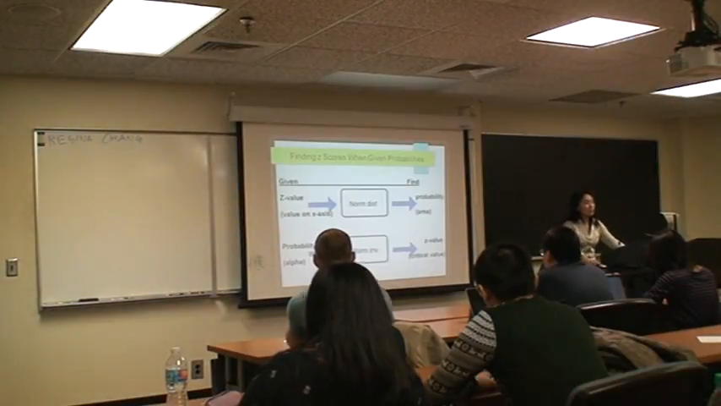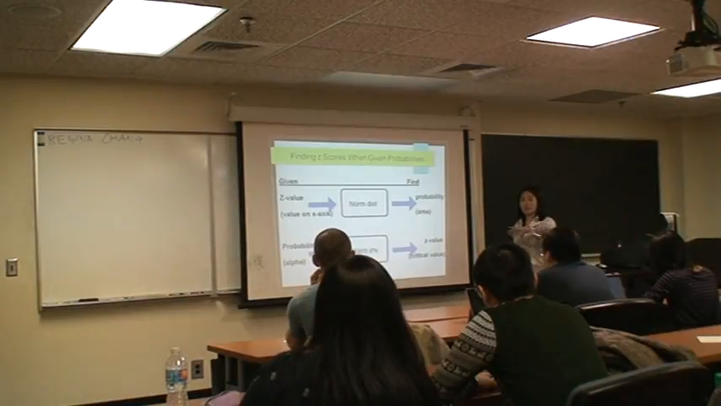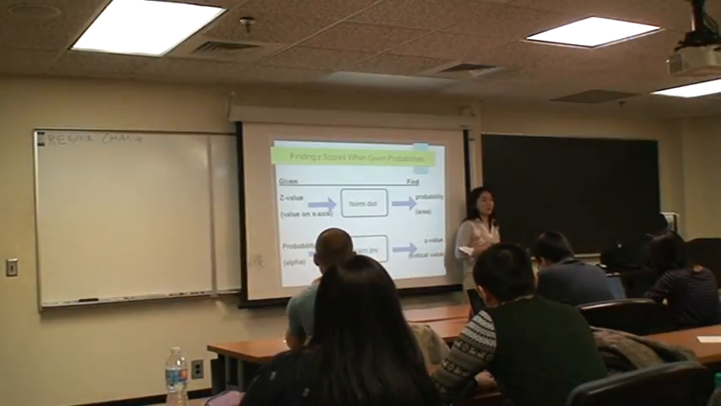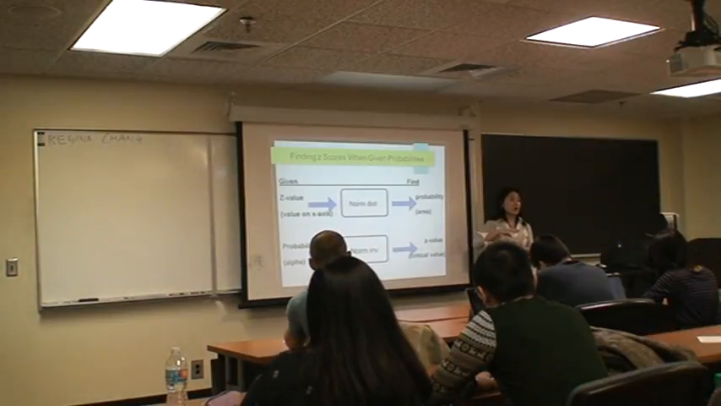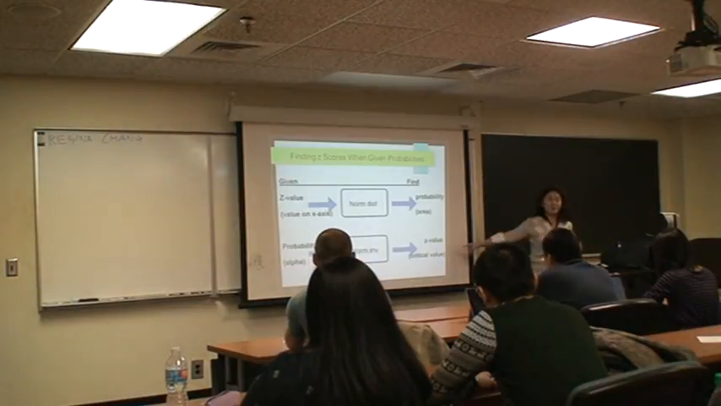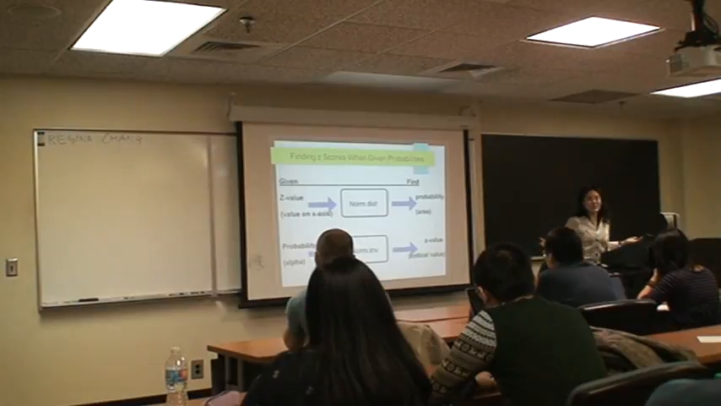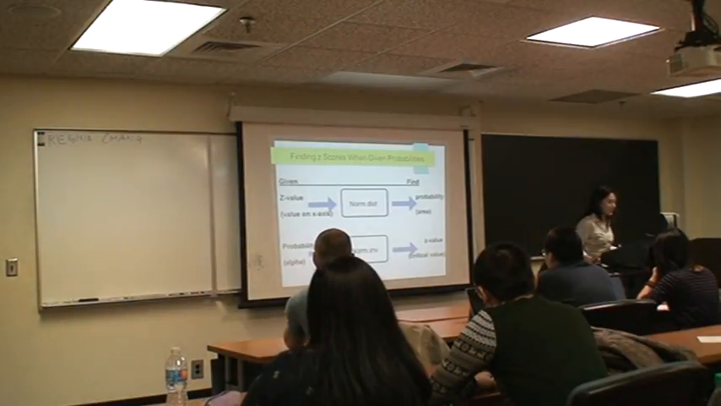So, finding z-scores when given probabilities. This is the opposite of what we've been doing, right? We've been associating a z-score with a probability. Now we're given a probability, and we want to find what z-score is associated with it. So we want to do the inverse using NORM.S.INV. Cool, easy to remember. These two will be your best friends from now to the end of the semester.